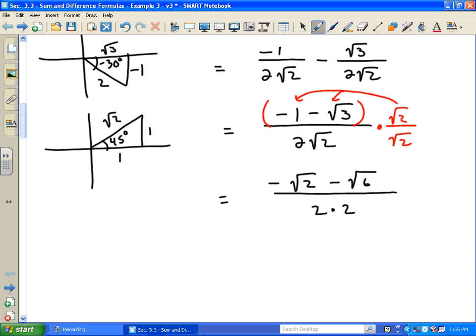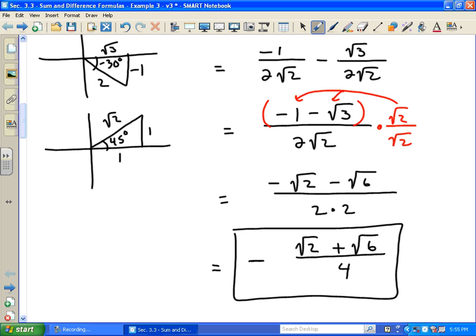And a lot of times here at the end, if you have both terms in the numerator containing a negative, you will actually factor that negative sign out into the very front of the fraction. In other words, there'd be a negative in the front. Factoring the negative out of both of the top two terms would result in a positive root of 2 and a positive root of 6. And then this would all be over 4. But you have the negative sign in the front negating both of the terms in the numerator. So this would be your final answer.